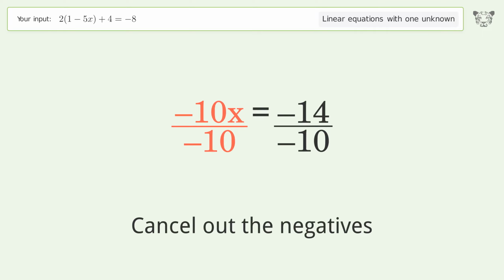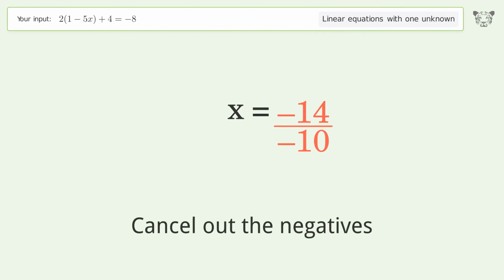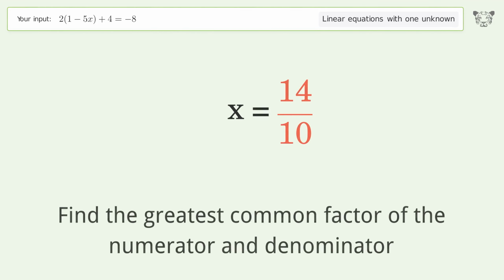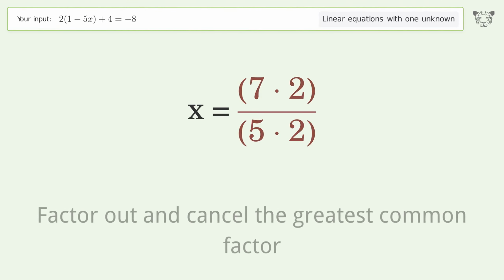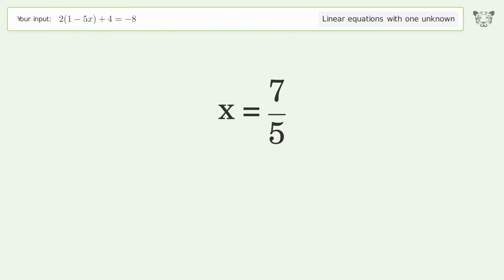Cancel out the negatives. Simplify the fraction. Cancel out the negatives. Find the greatest common factor of the numerator and denominator. Factor out and cancel the greatest common factor. And so the final result is x equals 7/5.